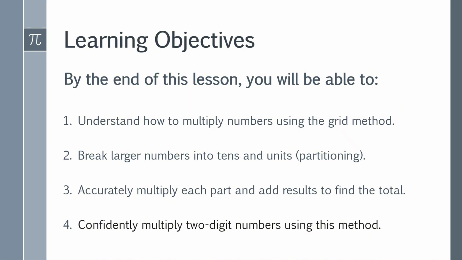Also, you'll be able to break larger numbers into tens and ones, which is called partitioning. Then, you're going to be able to accurately multiply each part and then add the numbers to finally get your final product, which is your answer.